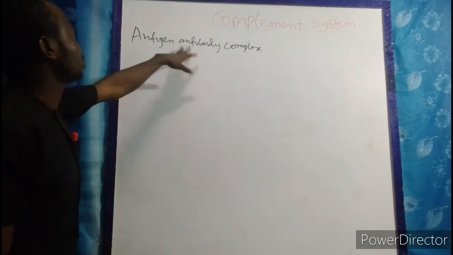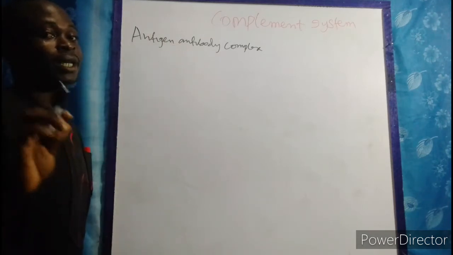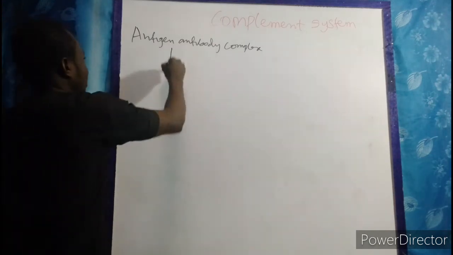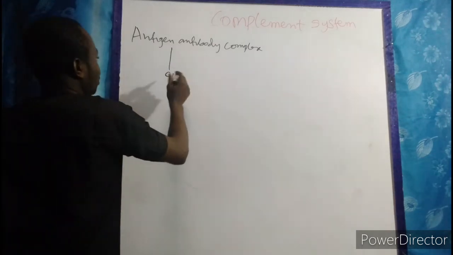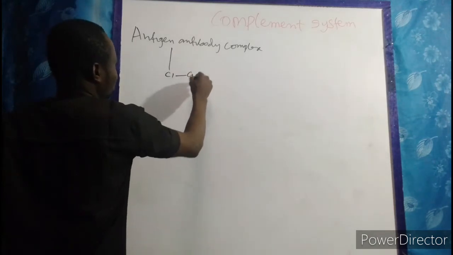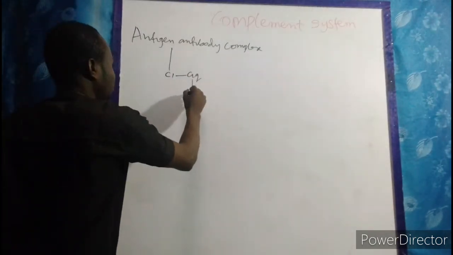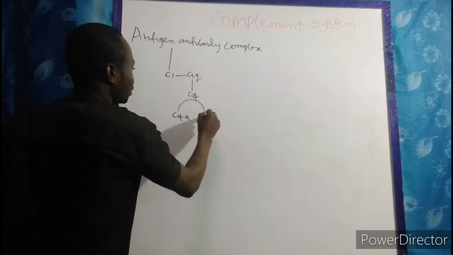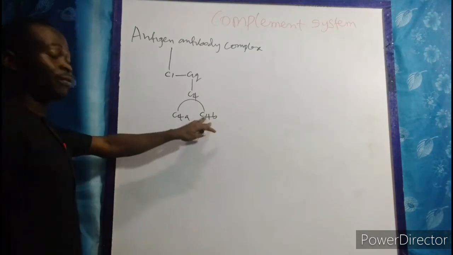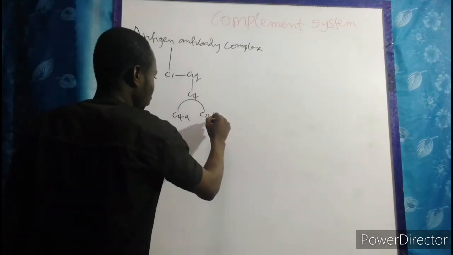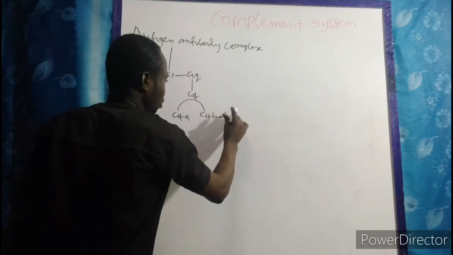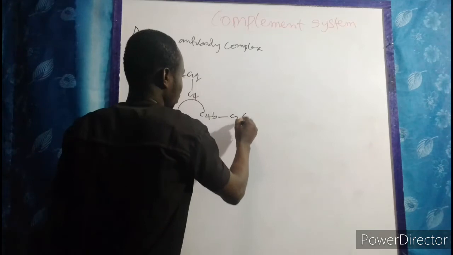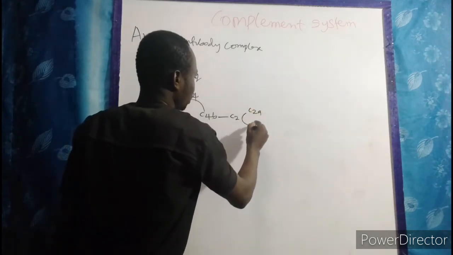The binding of the antibody to the antigen causes a conformational change at the Fc portion of the antibody, opening the active site of C1, principally C1q. This C1q cleaves C4 into C4a and C4b. The C4b cleaves C2 into C2a and C2b.